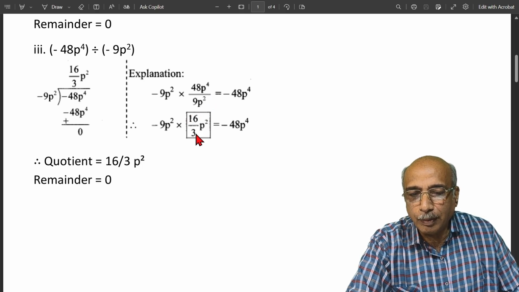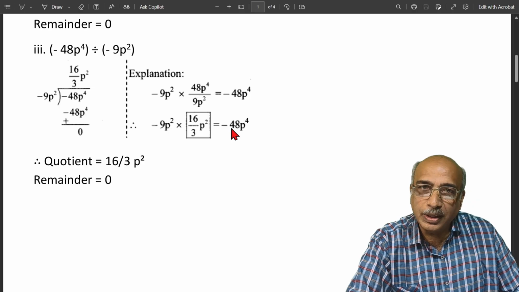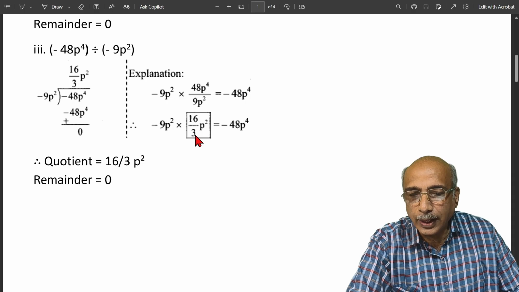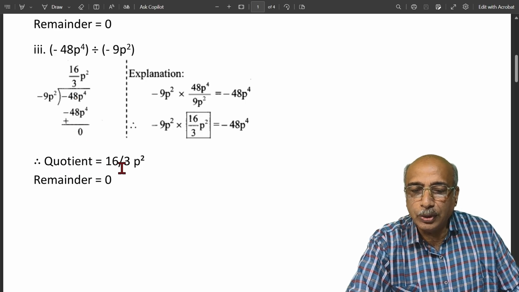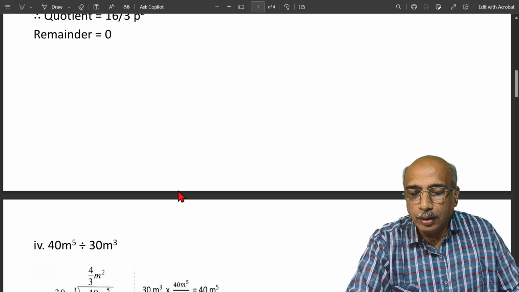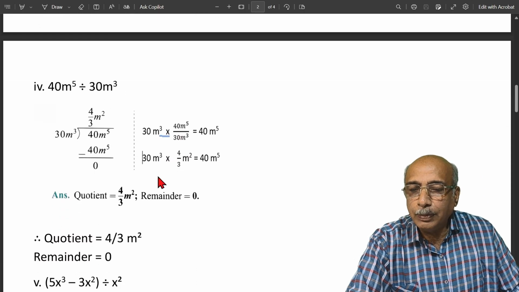I'm sure this point you have understood. We have to simplify this term. So multiply with that term, answer must come the same. That comes to minus 48 p raised to power 4. So directly this will be the quotient here, 16 by 3 p square. Again, if we take the product of these two, it will be minus only. So minus and minus, that sign changes in the division method. So plus, so your term becomes 0. Therefore, the quotient equals to 16 by 3 p square, remainder 0. More problem we'll see this type.